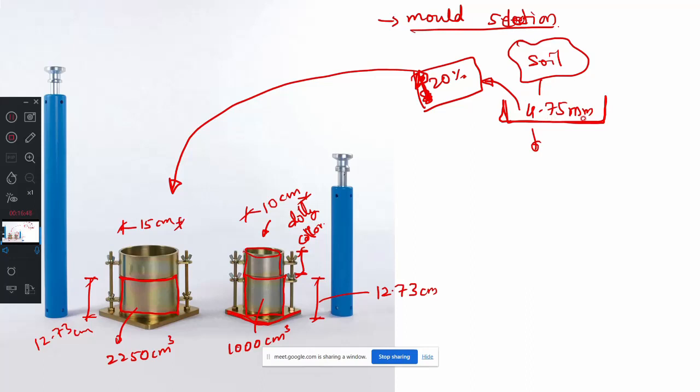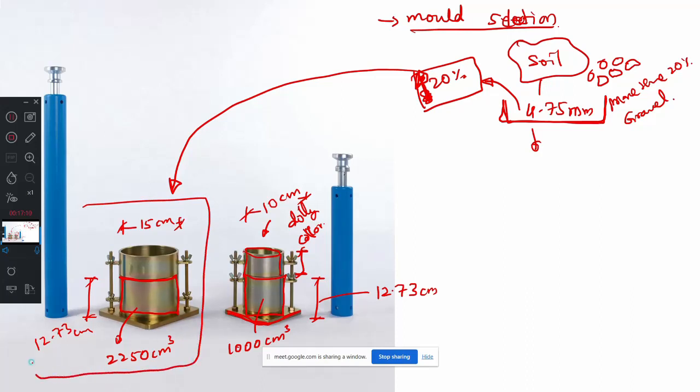More than 20% above 4.75 mm means what? The soil has a gravel portion, more than 20% gravel is there in the soil. If bigger particles are there, then use the bigger mold. Understood? Now, if more than 80% of the soil is passing through, then you use a small mold.